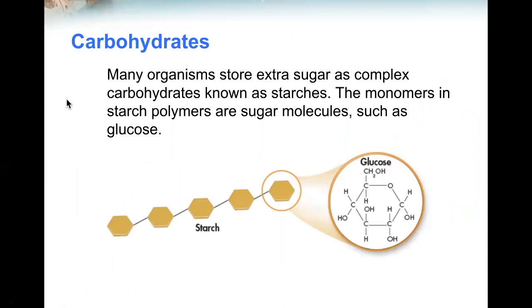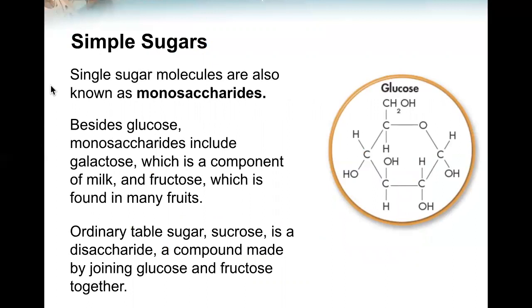Many organisms store extra sugar as complex carbohydrates known as starches. The monomers in starch polymers are sugar molecules such as glucose. Single sugar molecules are also known as monosaccharides. Besides glucose, monosaccharides include galactose, which is a compound of milk, and fructose, which is found in many fruits. Ordinary table sugar, sucrose, is a disaccharide, a compound made by joining glucose and fructose together.